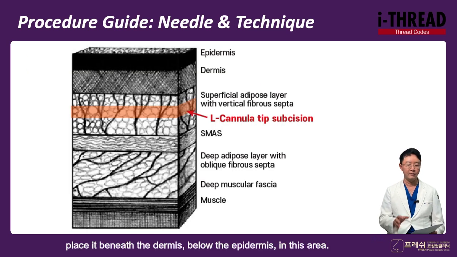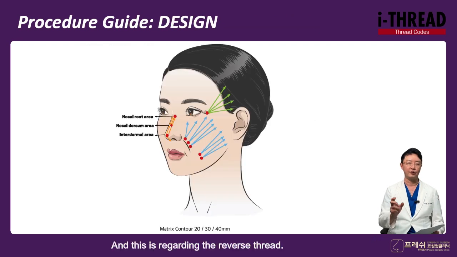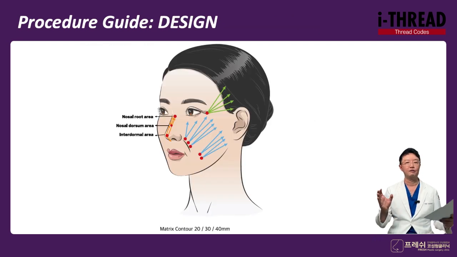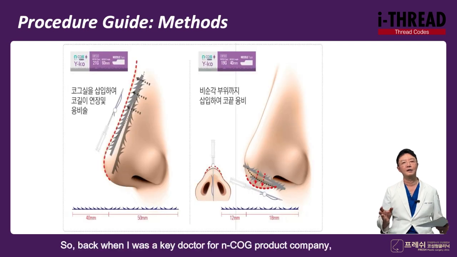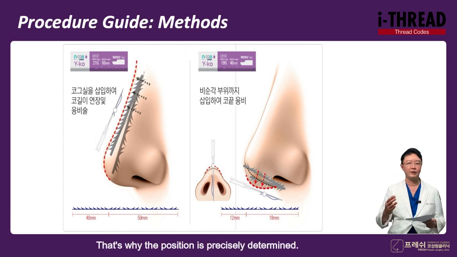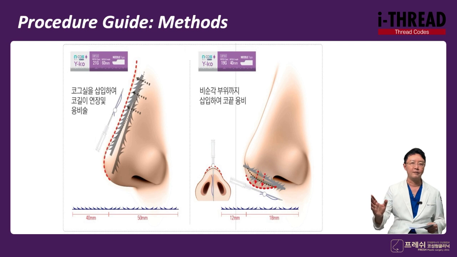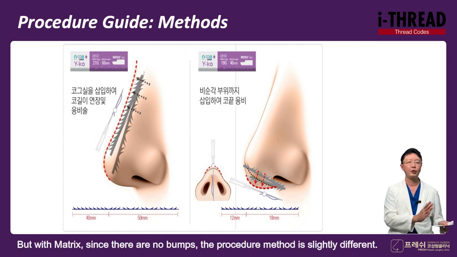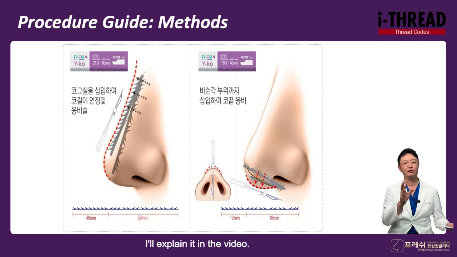Place it beneath the dermis, below the epidermis, in this area. And this is regarding the reverse thread. So, back when I was a key doctor for N-Kogi product company, when you insert it like this, since there's a bump, it grabs onto it perfectly. That's why the position is precisely determined. But with matrix, since there are no bumps, the procedure method is slightly different. I'll explain it in the video.